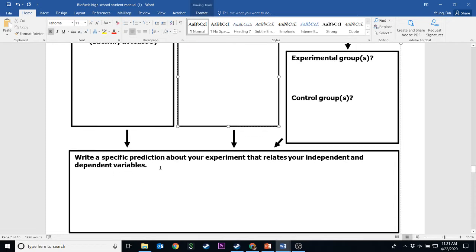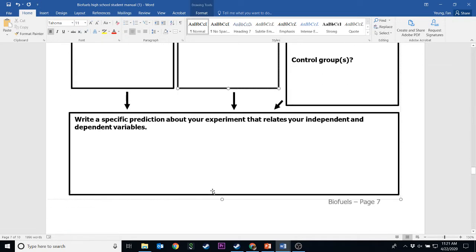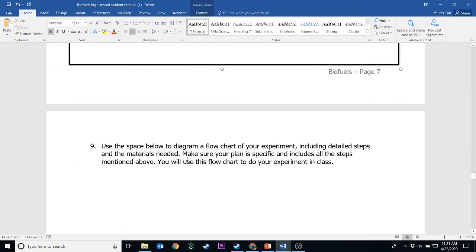So prediction, like I said, will be similar, but you can have it in more detail. You can say it will have more glucose, so it can have more alcohol, as long as it's coherent with your overall experiment design. So this table is this. You don't have to do a flow chart because it's not a wet lab, so forget about this.